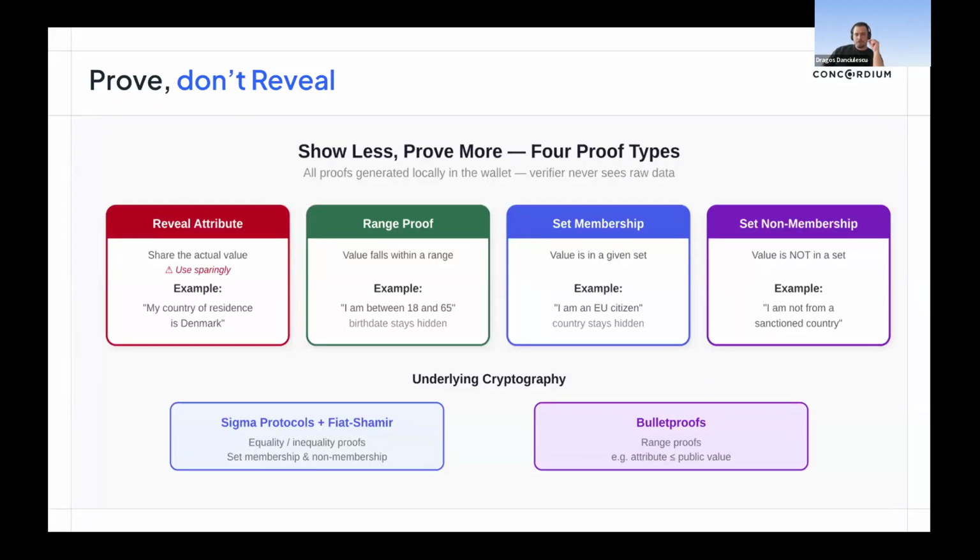All of the proofs are generated locally in the wallet, so the verifier never sees the raw data that goes into it. All that a verifier would see is the proof itself, and it would just say yes or no. For a bit more context, a verifier is a piece of software that you can see on our GitHub, which you just send a zero knowledge proof to, and it will give back yes or no if it's valid or not.